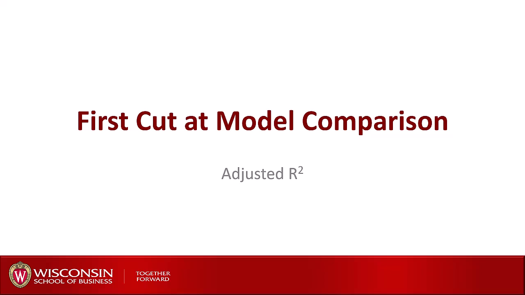Now that we know that we can add multiple explanatory variables to our model, a natural question that arises is how do we decide whether adding more variables has improved the model or not? This is actually where we are going to spend a lot of time later in this course, but I want to take the first cut at it this week. The first cut is simply to use the adjusted R-squared.